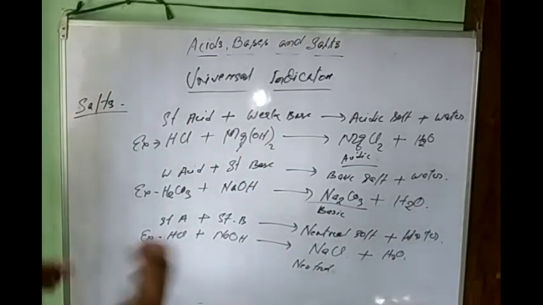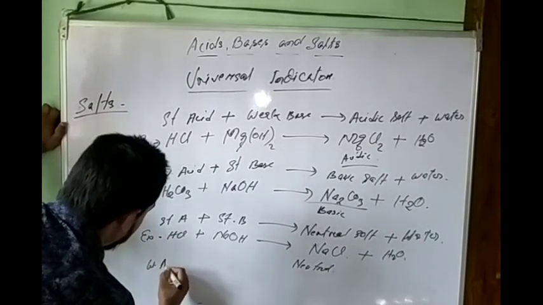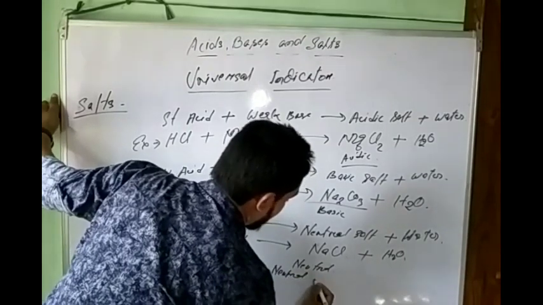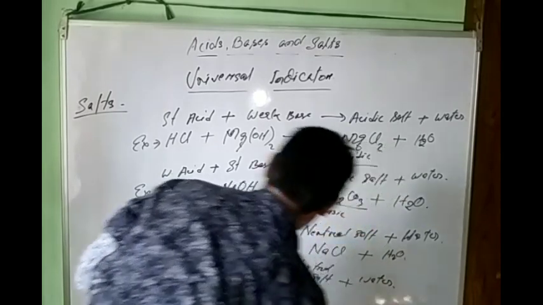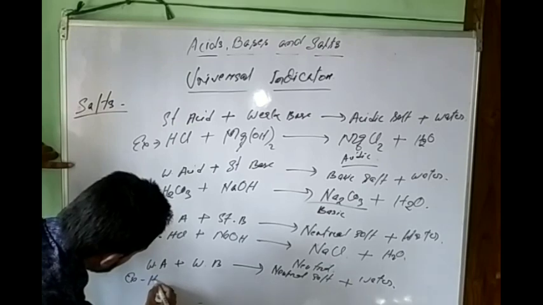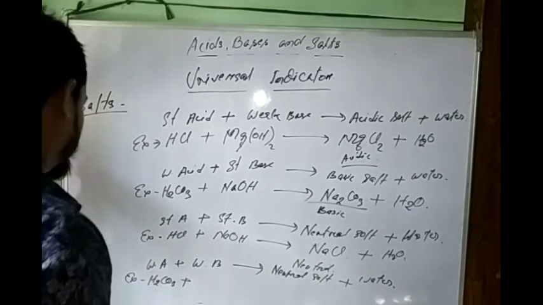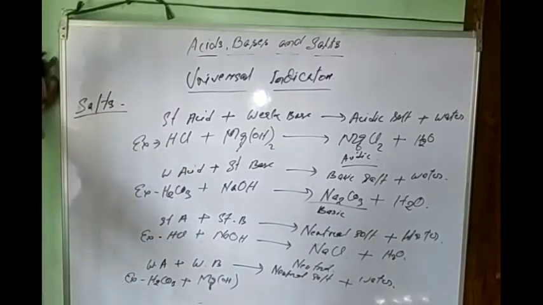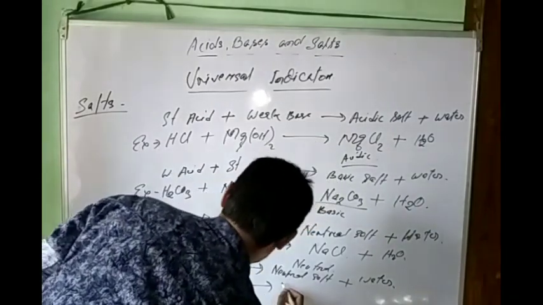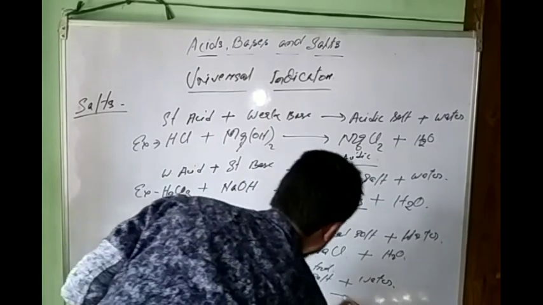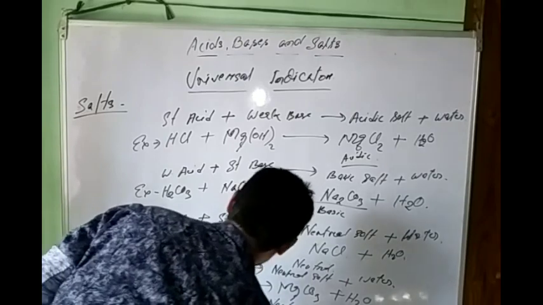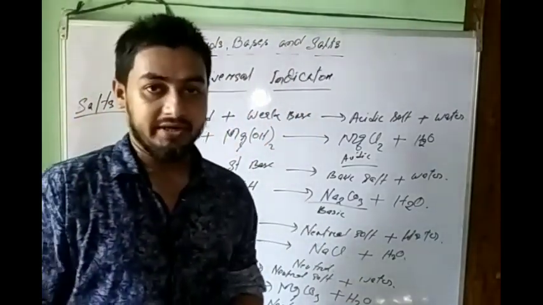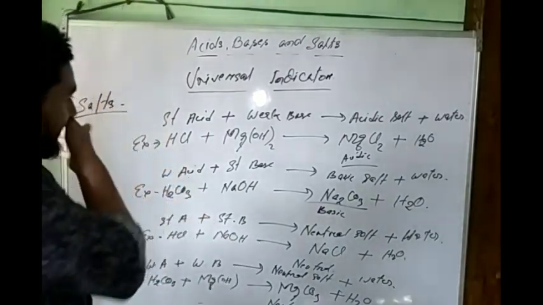Again, if you make a reaction between a weak acid and a weak base, it will form again a neutral salt plus water. For example, carbonic acid, a weak base, magnesium hydroxide, gives MgCO3 plus H2O. This is again neutral in nature. That means when carbonic acid reacts with magnesium hydroxide, it produces a neutral salt called magnesium carbonate. Now this is all about the nature of your salt.